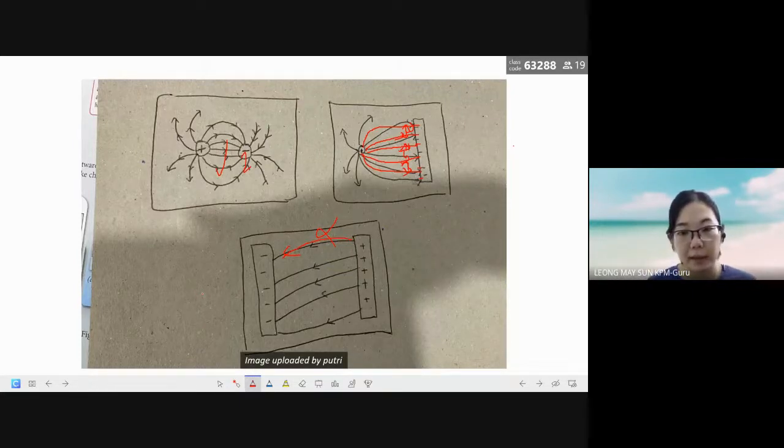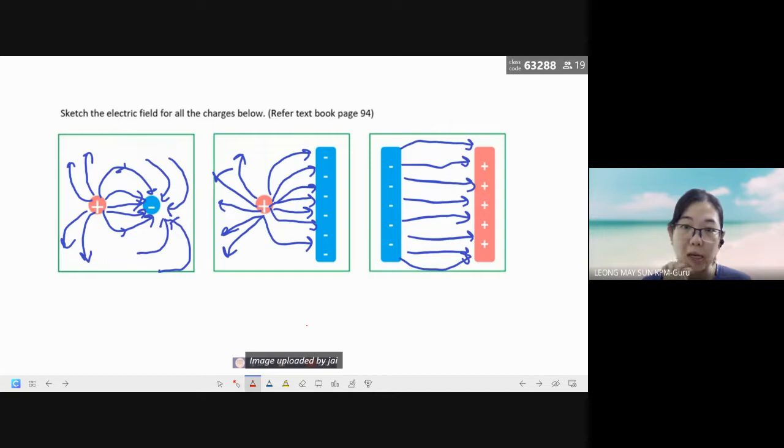The only part that can curve is at this corner, curve to the other corner. That's the only one that can curve in a charge plate. Okay, so Putri, take note. The rest of you also check by your own working.